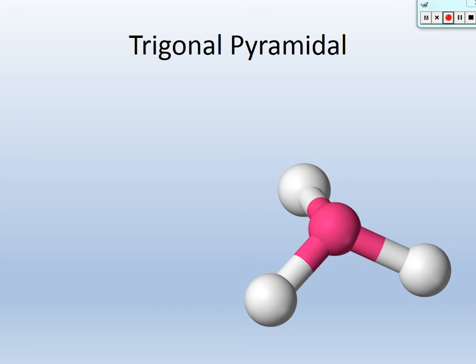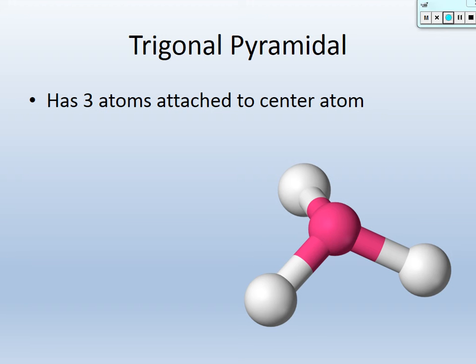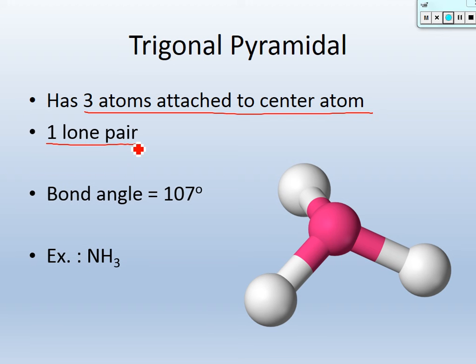The next one is called trigonal pyramidal. Trigonal pyramidal has three atoms attached to the central atom. What other shape has three atoms attached to the central atom? Trigonal planar. Well, here's the difference. Trigonal pyramidal has one lone pair. Trigonal planar had zero. So if it's got three atoms attached to the central atom and one lone pair, we know it's trigonal pyramidal. Bond angles are about 107.